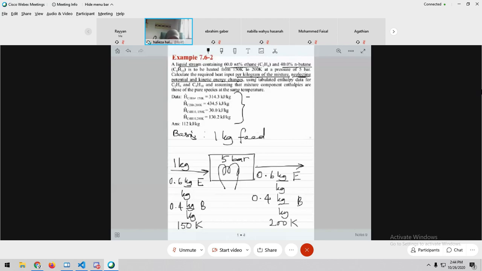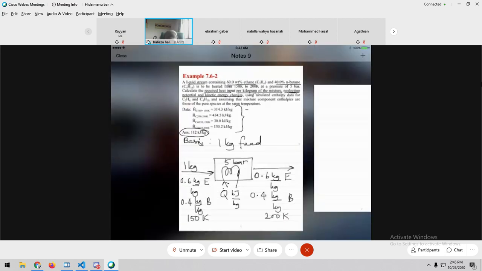So now the question asks you to calculate the required heat. Since you are heating it up, your heat should be coming in. So should your answer be positive or negative, guys? Positive. Okay. Now we're going to get the answer in kilojoules per kilogram. We do the same thing as what we did just now. So we're going to go to the next page.